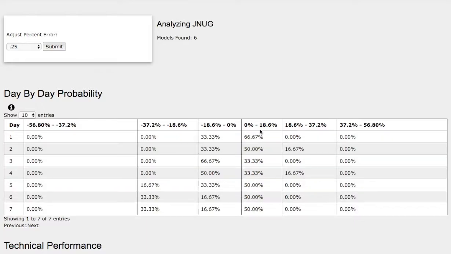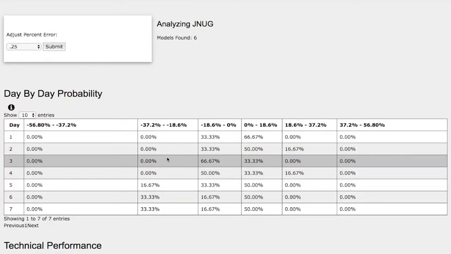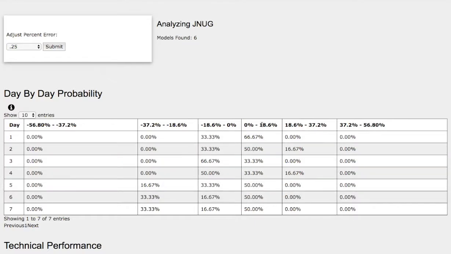To the upside for JNUG, if we examine the 7th day, we have a 50% chance for JNUG to climb between 0 to 18%. And to the downside, we have a 17% chance for JNUG to fall between 0 to negative 18%. And for the further extreme case to the downside, we have a 33% chance for JNUG to fall between negative 18% to negative 37%. So we'll just use up 18% and down 18% as our support and resistance.